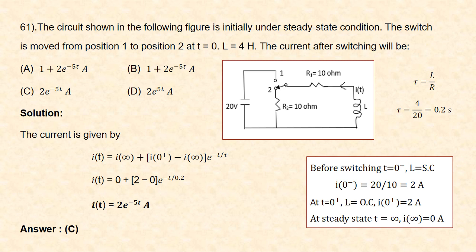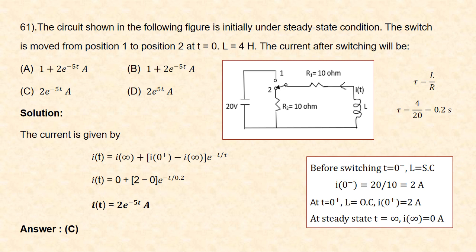And at steady state condition, that is after a long time after switching, at t equals infinity, current at infinity is equal to 0 amps. Even though at steady state the inductor will be short circuited, current through the circuit at infinity is 0 amps because before that it was open circuited, and that inductor will not allow sudden change in current. So current at infinity is equal to 0 amps.